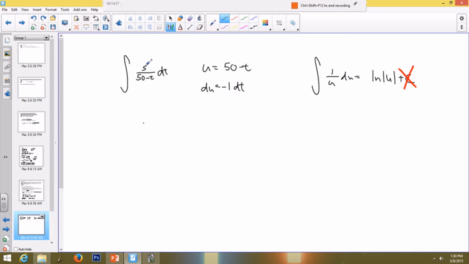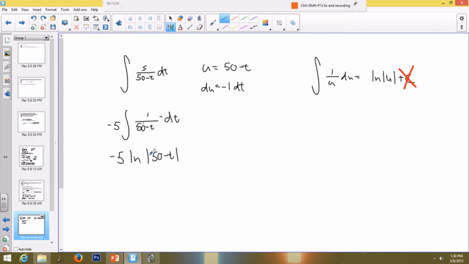So this thing here, I'm going to bring my 5 out, integral of 1 over 50 minus t dt, and remember I need a negative 1, so if I put a negative there, I got to put a negative out there, and then I get negative 5 ln absolute value of 50 minus t. And again, we would normally say plus some constant c, but we're going to do an integral later, and we'll throw that constant in there eventually.